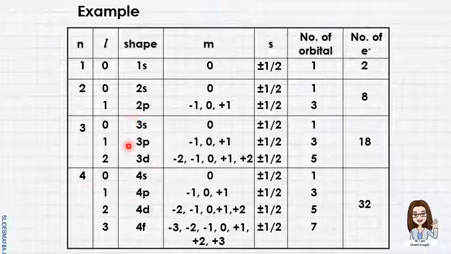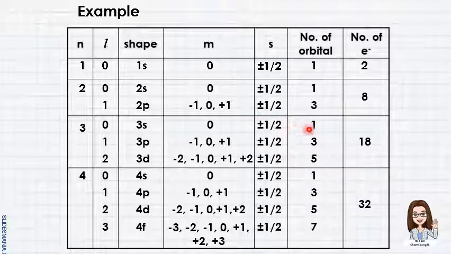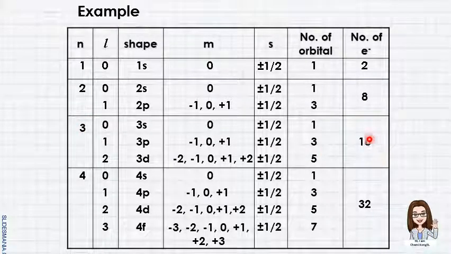If you notice, we have to list down one by one. When l equals 0, what is the subshell, what is the m value, what is the s value, and how many orbitals are there? We have to list down one by one in order to get the number of electrons. If you apply the formula 2n squared, for n equals 3 you check 3 to the power of 2, which is 9. 9 times 2 is 18. Yes, the total number of electrons is 18.